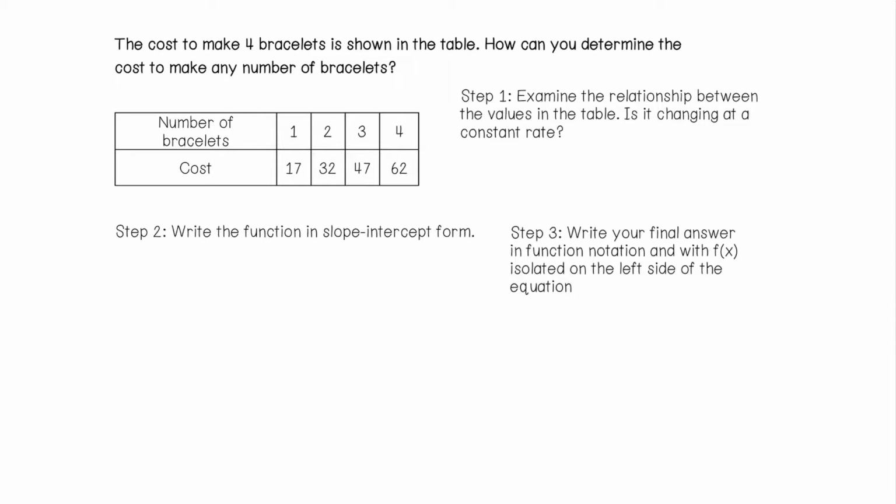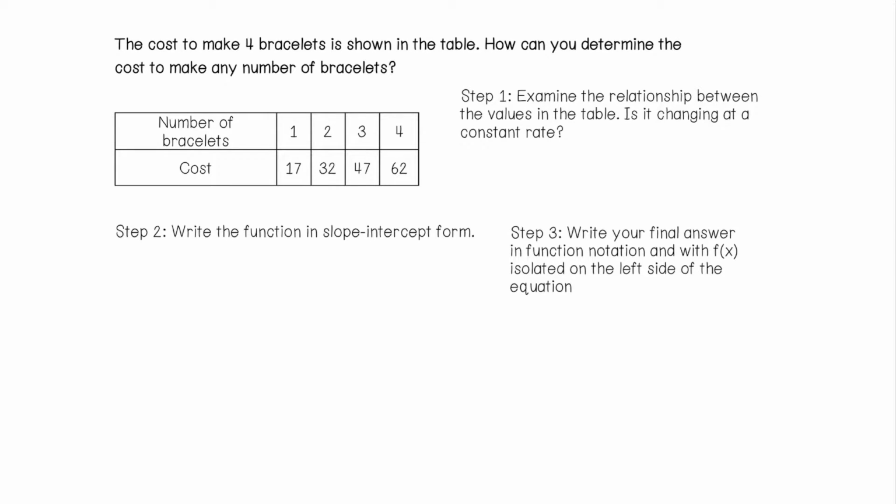Now we're going to look at different representations of functions, including tables and graphs, and trying to come up with what the function should be and writing our answer in function notation. So for this first problem, it says that the cost to make 4 bracelets is shown in the table. How can you determine the cost to make any number of bracelets?